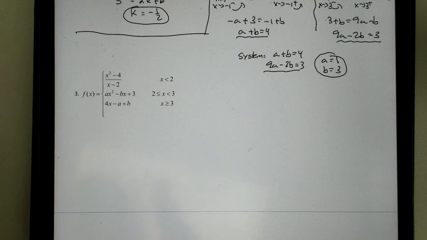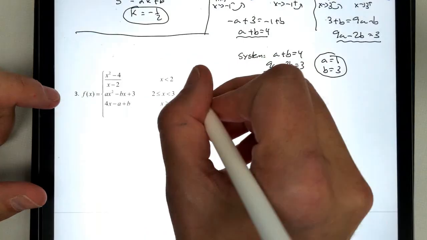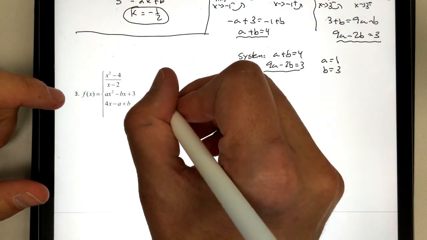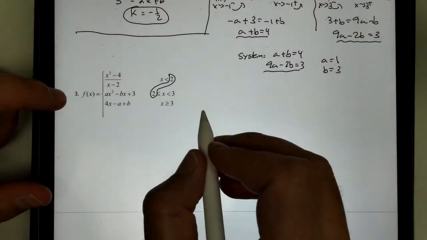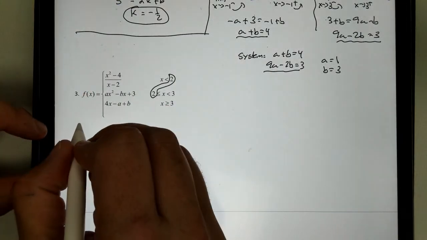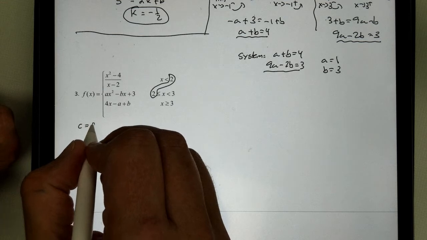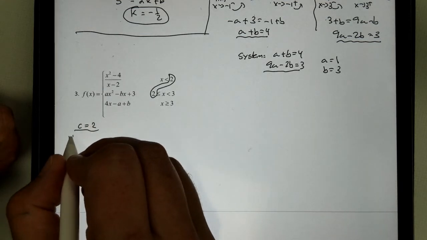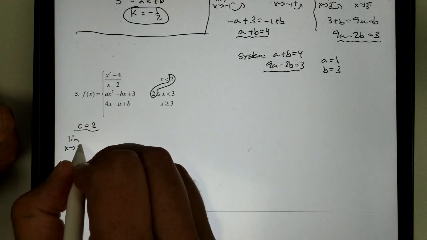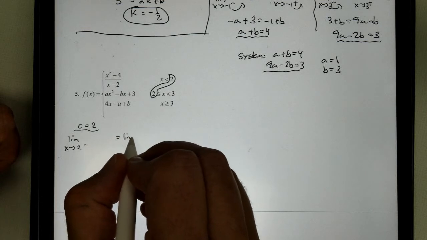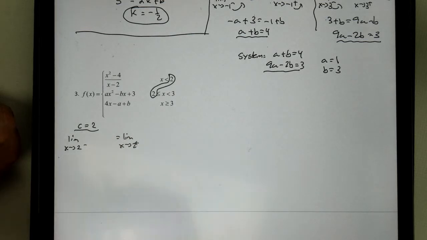Well, I have to look at where they break up. Ready? So the first breakup occurs at 2. Pretty simple. So my first c value is going to be for c equals 2. And I can write that out. The limit as x approaches 2 from the left equals the limit as x approaches 2 from the right.